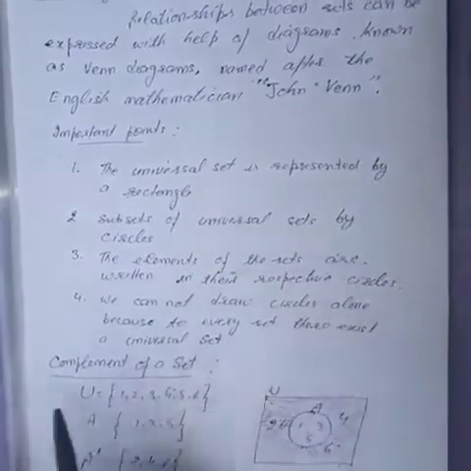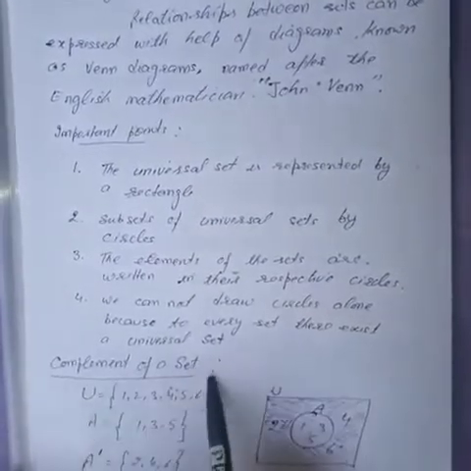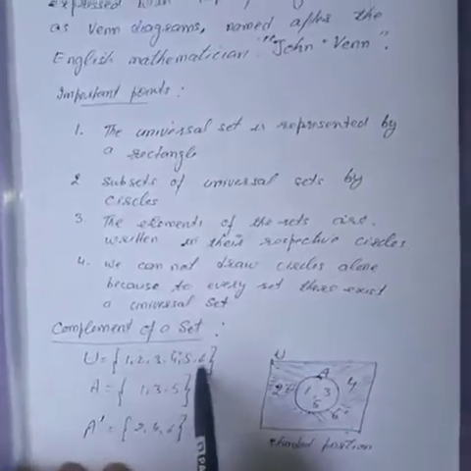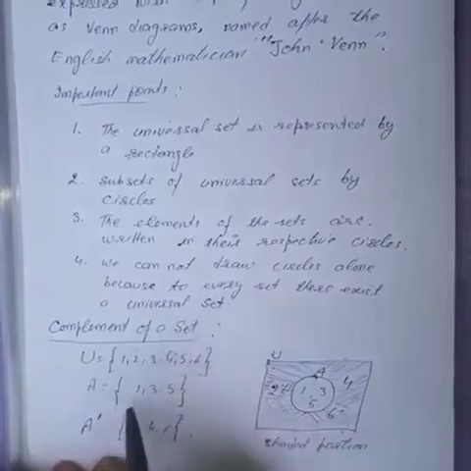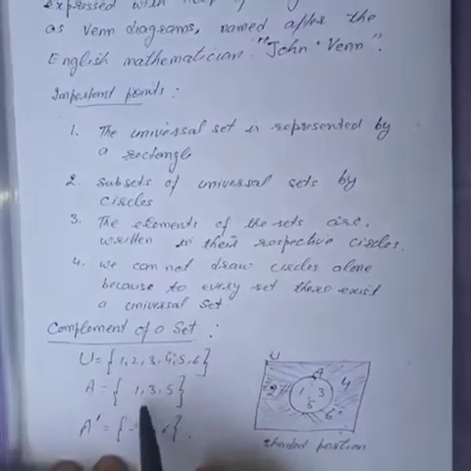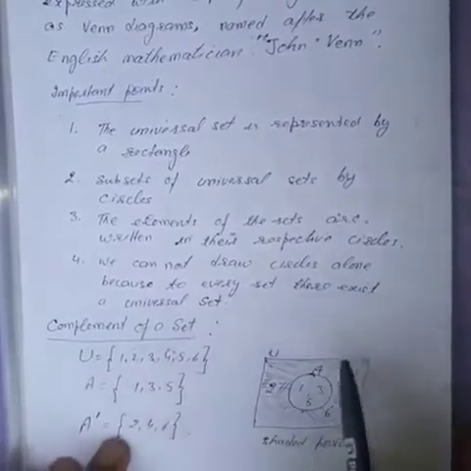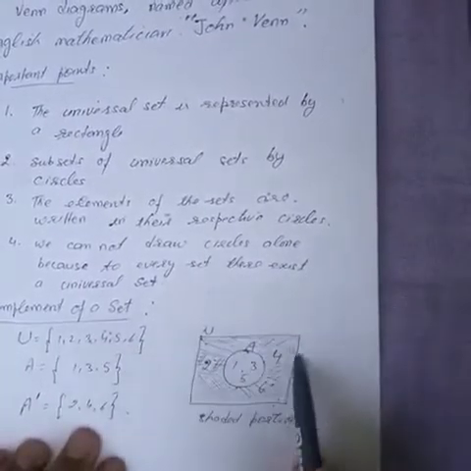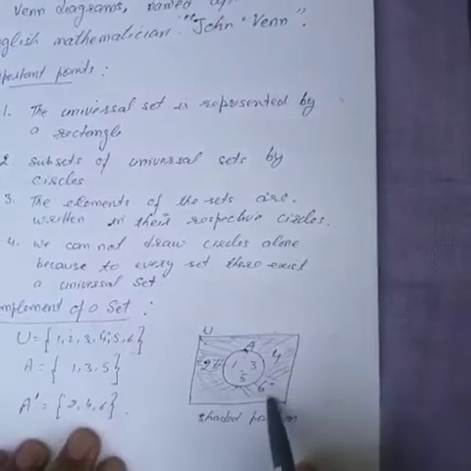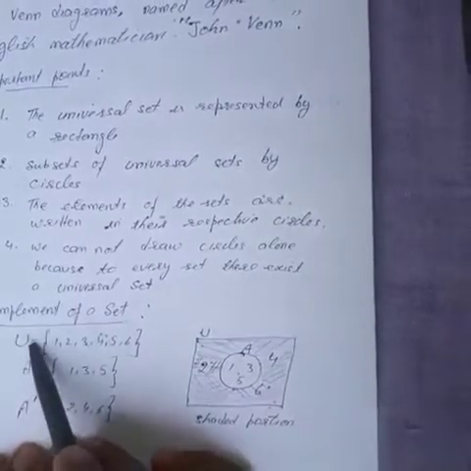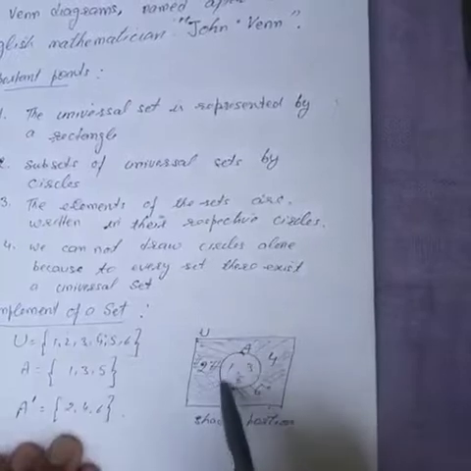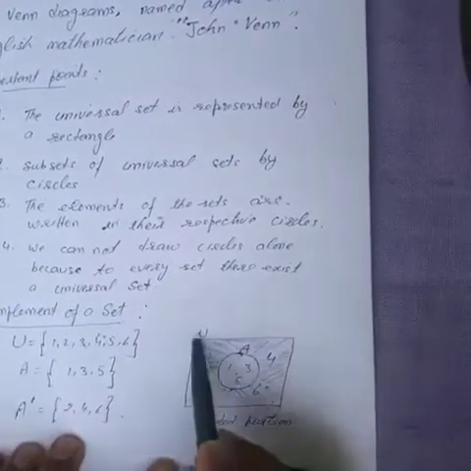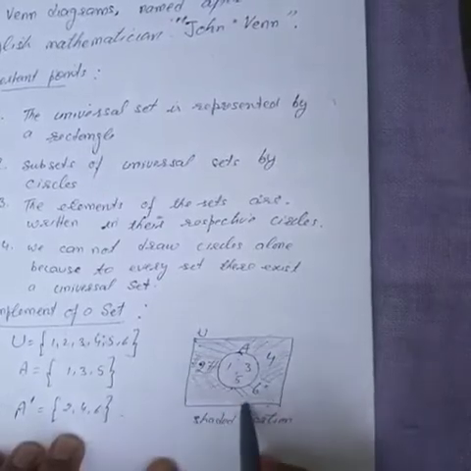Now the first thing is the complement of a set. Let U be a universal set containing a few elements. A is a subset of U containing elements 1, 3 and 5. Now if you draw a Venn diagram of this, the universal set will be represented by a rectangle. Because A is a subset of U, the circle will be drawn inside the rectangle. It shows that set A is a subset of this universal set.